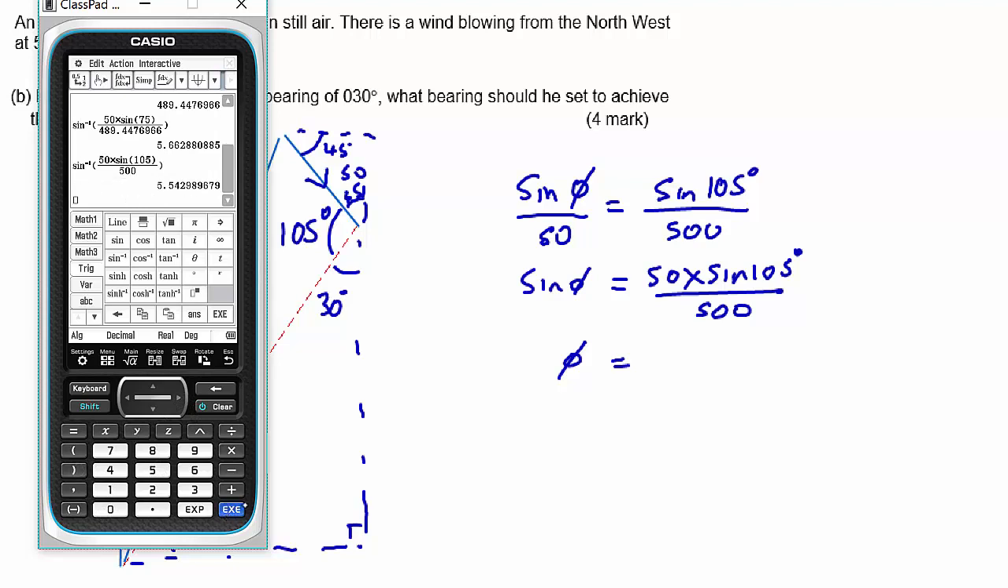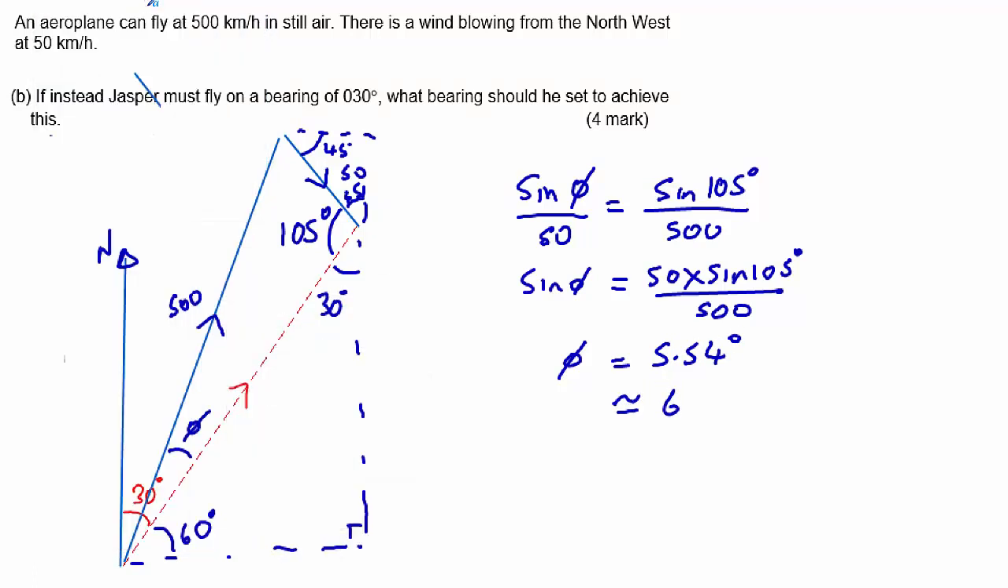And that gives me 5.54, which again we'll do as approximately 6. And then that means we're on a bearing of 024 degrees.